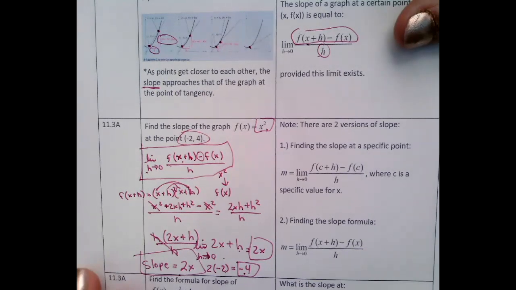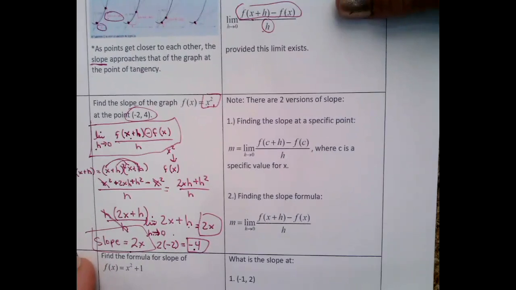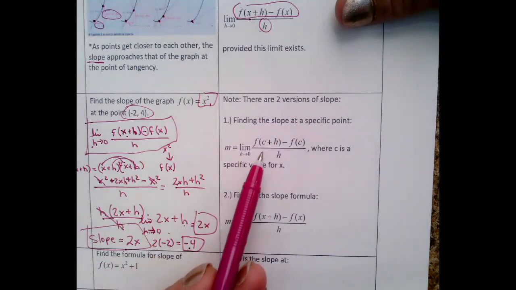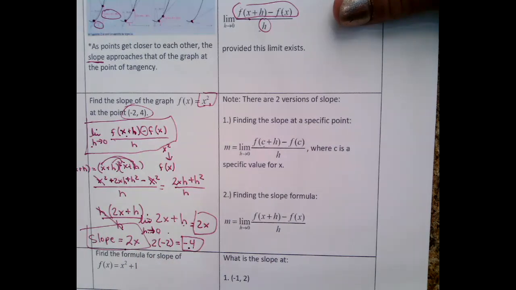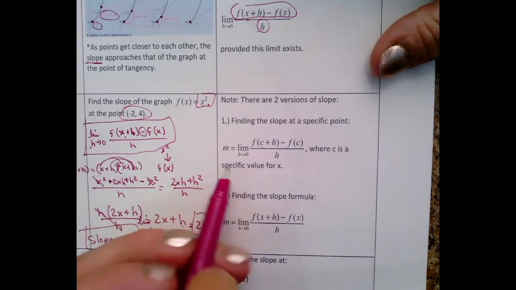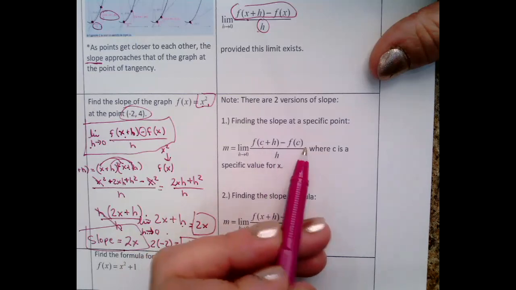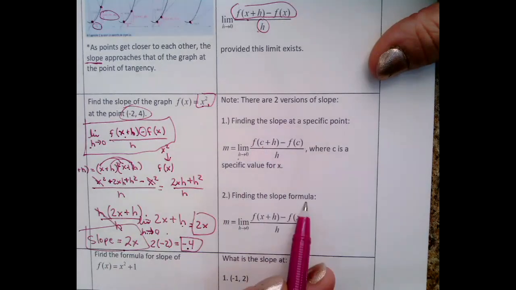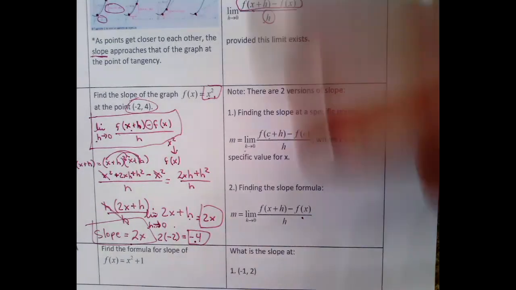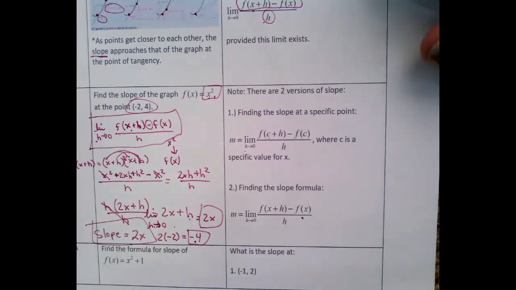We're going to do a bunch of these. So there's two versions of slope. One is finding the slope at a specific point, where you're actually plugging in the specific point. And the other one is just finding the slope formula. So there's two different things that you're doing here.